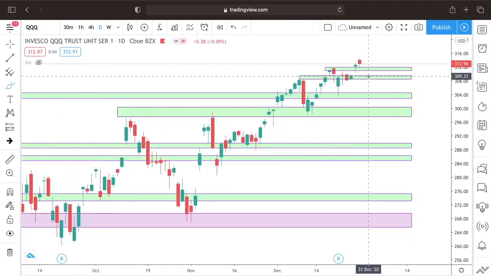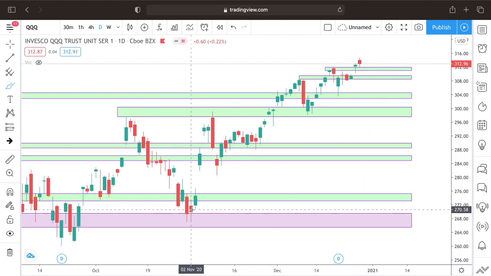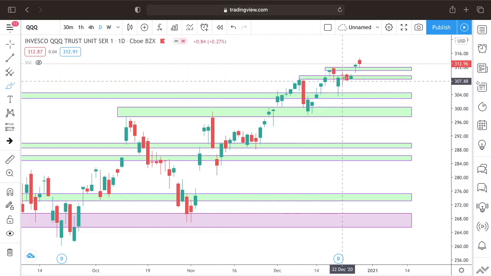Let's zoom in a bit. For the months of November to December, we see prices in a very nice uptrend. We have a rally over here, then a bit of a retracement, rally over here, then a bit of sideways movement, rally over here, some retracement, rally over here, some retracement, and now another rally.